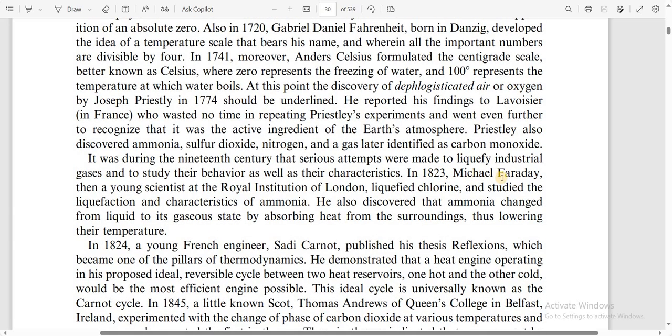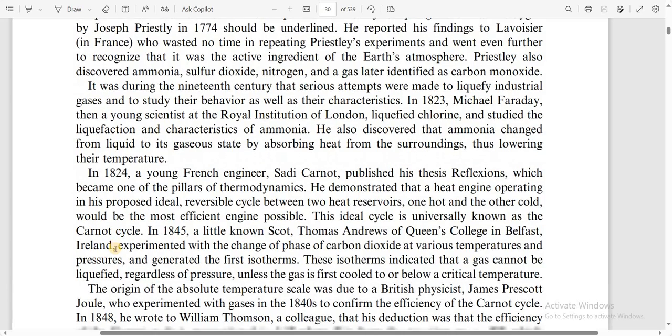In 1823, Michael Faraday, then a young scientist at the Royal Institution of London, liquefied chlorine and studied the liquefaction and characteristics of ammonia. He also discovered that ammonia changes from liquid to its gaseous state by absorbing heat from the surroundings, thus lowering the temperature.